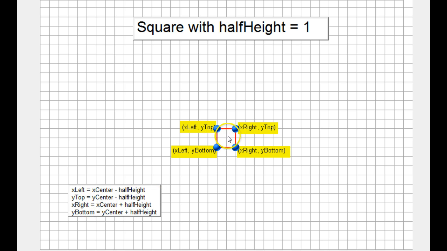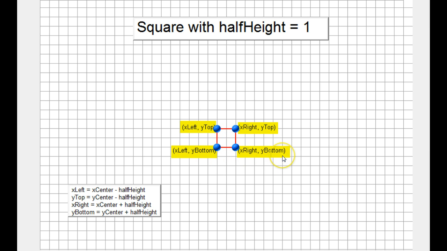Y top is y center. Remember, in device coordinates, the y coordinates get smaller as you go up. So to go up from the center, we'd say y center minus half height. And then for x right, we'd say x center plus half height. That gives us our x right. And then y bottom is going to be y center plus half height, because with the y coordinates, when we add a positive amount, we go down. So y center plus half height gives us y bottom.